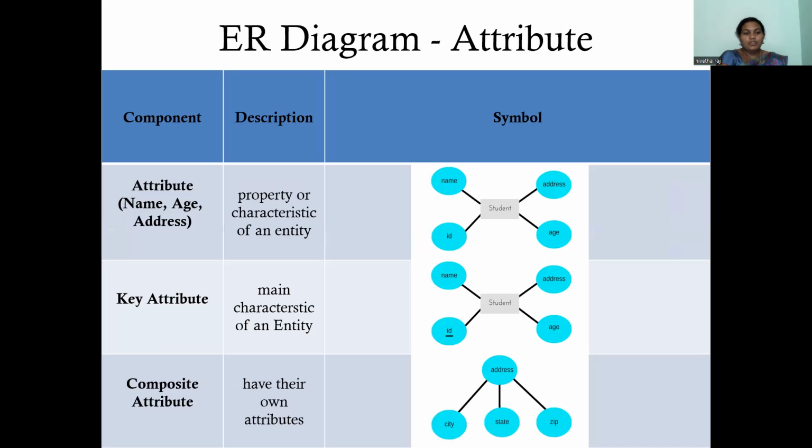these are the attributes, properties and characteristics of an entity. In this example, we have student as an entity, and the student has name, ID, address, and then age. In the second example, ID is underlined, that ID is a key attribute, and then address has city, state, zip code, etc. That is our composite attribute. That is, the address has its own attributes. Okay.